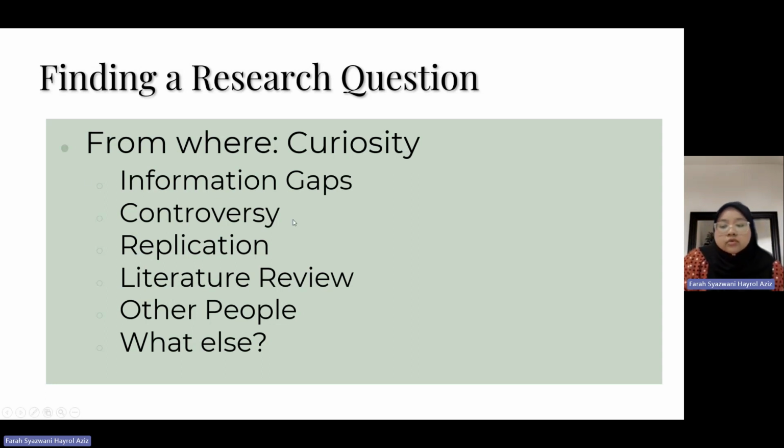I would like you to think, where else? What else can trigger a research question? How can you come up with a research question if you were just doing a simple project? Which area can help you the most: using gaps, reading controversial newspaper, replicating previous studies, perhaps doing a literature review, or some people tell you what to research.